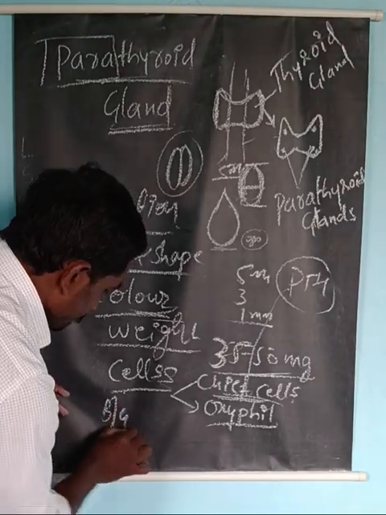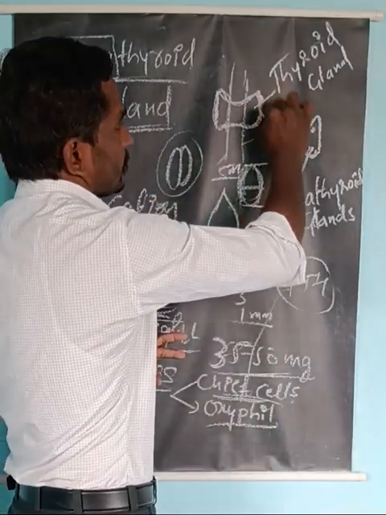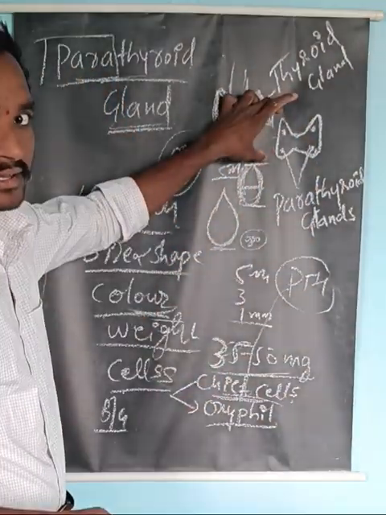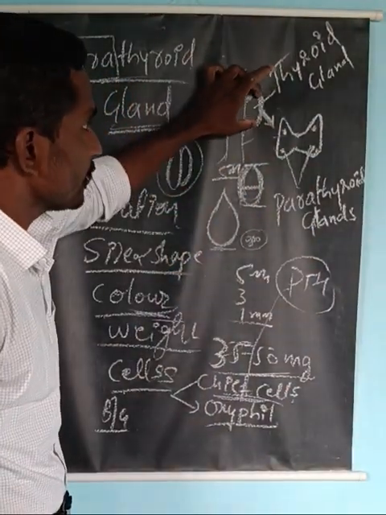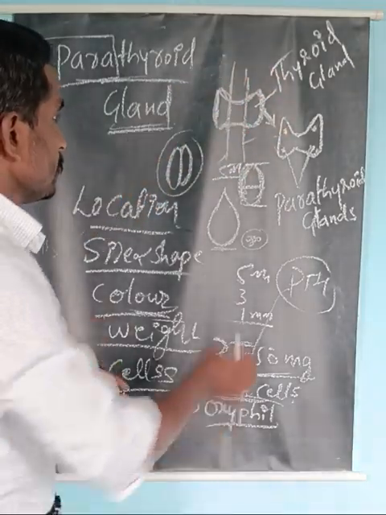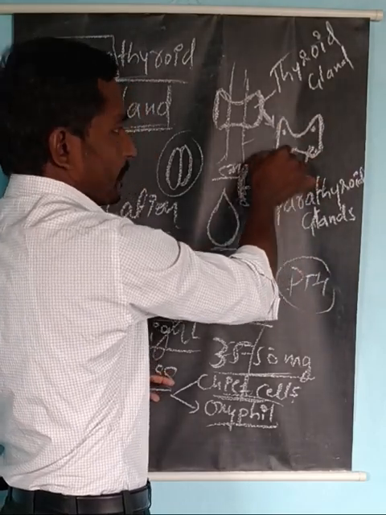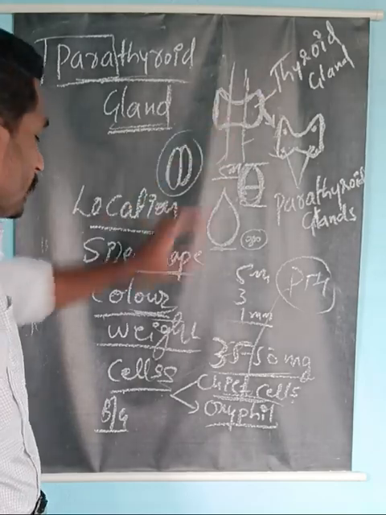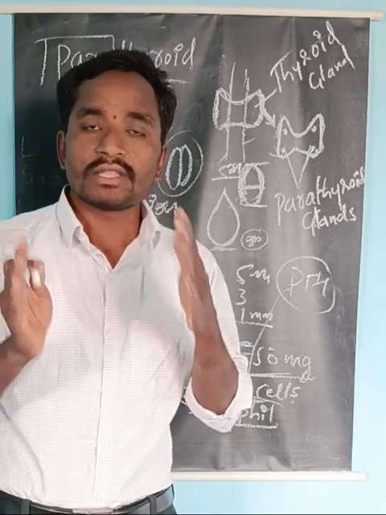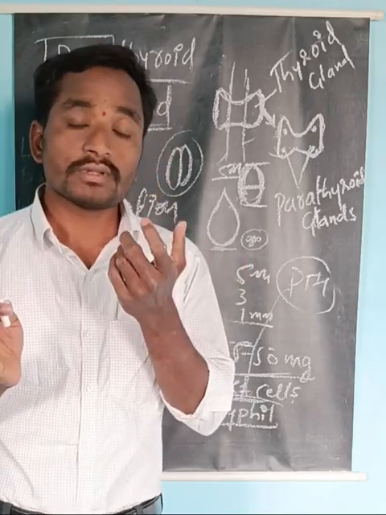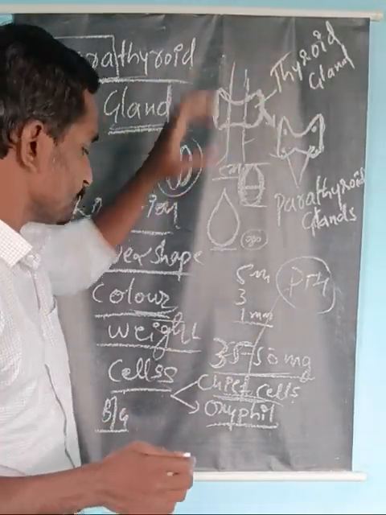Now come to the blood supply. The parathyroid gland receives blood supply from the thyroid arteries, the superior and the inferior thyroid arteries. Now come to the venous return: the parathyroid veins drain into the thyroid veins. Now come to the nerve supply. It is supplied by both the sympathetic as well as the parasympathetic nervous system, which play a very important role in the functioning of the parathyroid glands.